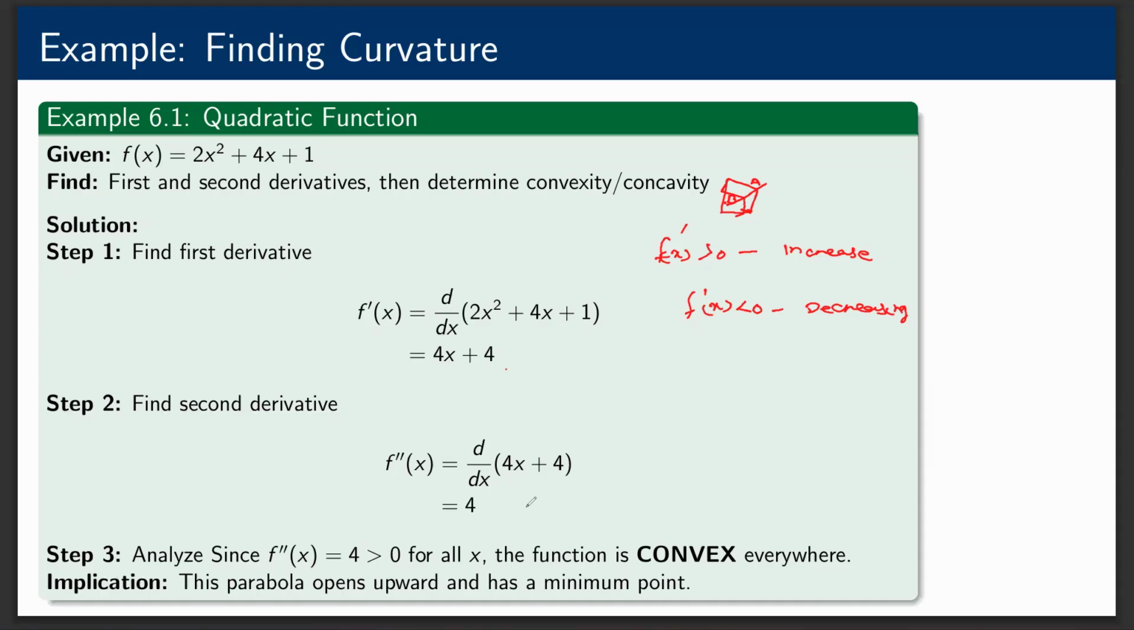Whatever may be the value of x, look at its second order derivative f double dash x, which is equal to 4. It is free from x, which means whatever the value of x, the second order derivative is always positive. If always positive, what will be the shape? The shape will be convex. Convex shape means the curve is like this. In this case, the second order derivative of the function is positive, whatever the value of x. That's why the function is convex.